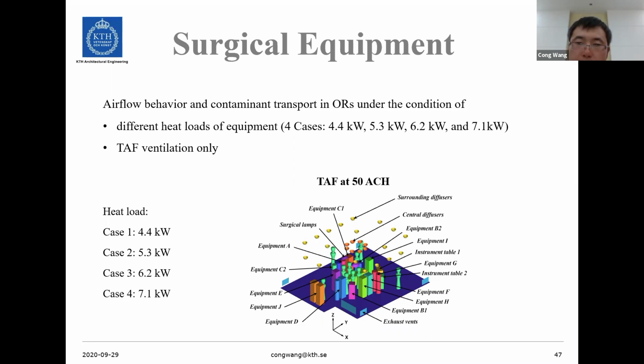And here we didn't investigate other ventilation schemes. We only investigate temperature controlled airflow ventilation because, as we have said, this ventilation relies on the buoyancy effect. We supply slightly cold air from the central diffuser, and by gravity, the cold air is accelerated. But if I have very high heat load, then this high heat load will generate upward thermal plumes, and these upward thermal plumes will counteract the downward cold air. So it's important for us to look into the performance of temperature controlled airflow with high heat load.